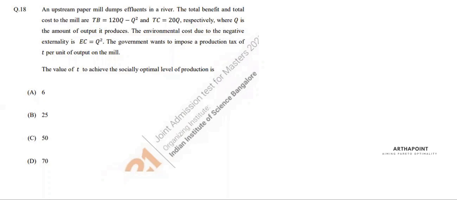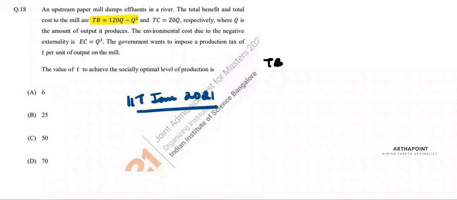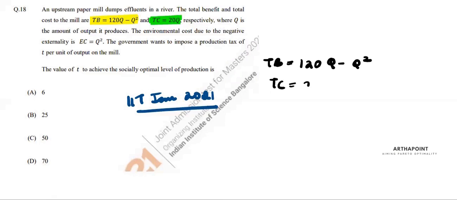In this video, we are going to discuss question number 18 of the IIT JAM 2021 paper. So let's see what the question is saying. You're given the total benefit. The total benefit is given to you as 120Q minus Q square. You're given total cost. Total cost is given as 20Q. You're given an external cost. External cost is given as Q square.